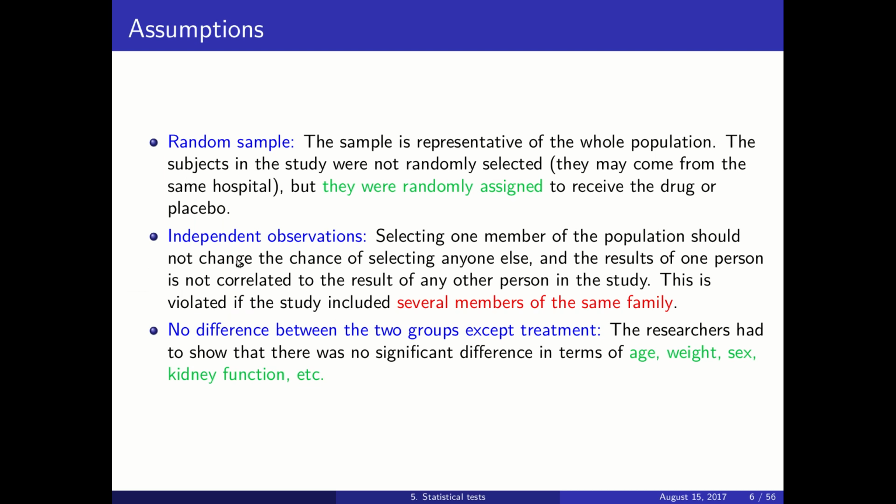Then observations are independent. So selecting one member of the population should not change the chance of selecting anyone else, and the results of one person is not correlated to the result of any other person in the study. For instance, if we include several members of the same family in the study, this assumption of lack of correlation is violated.